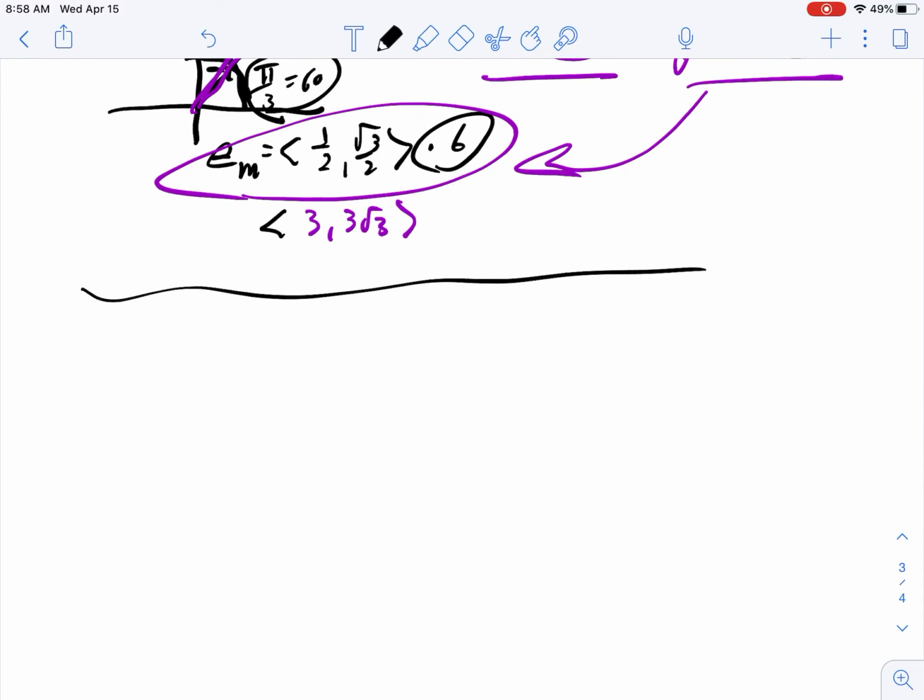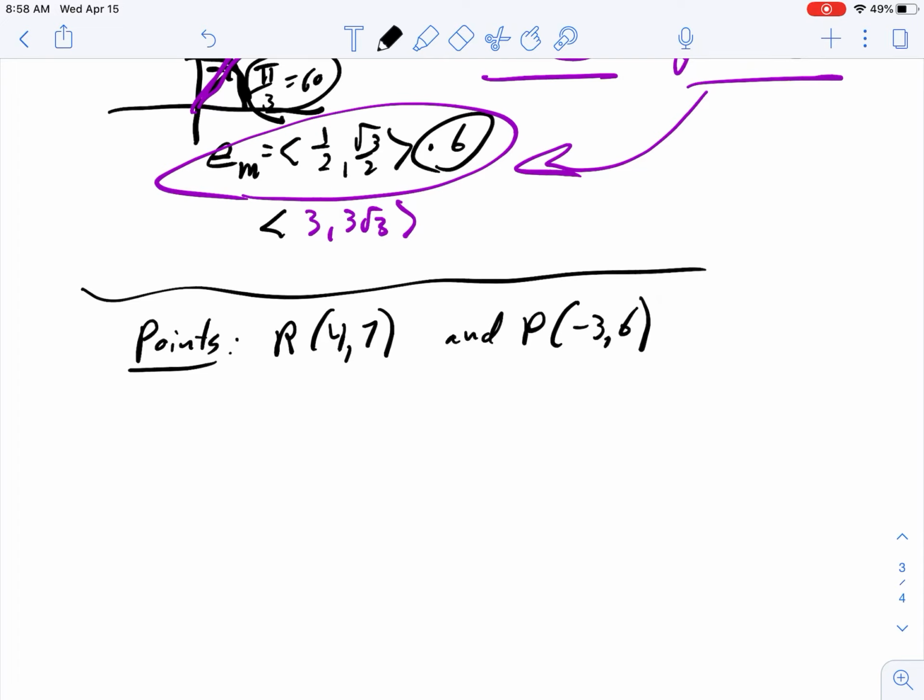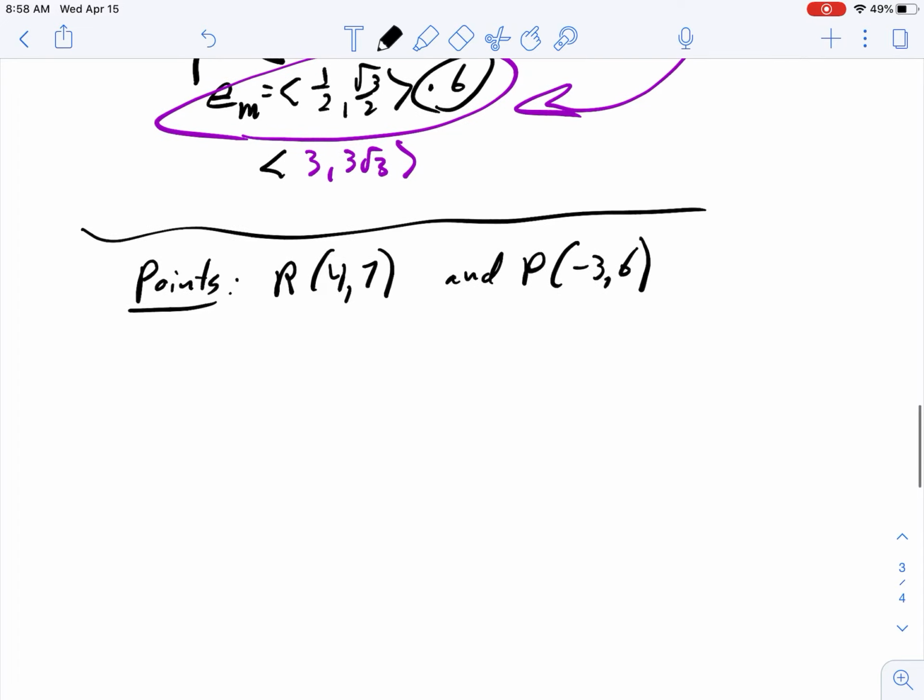All right. Let's take another way of asking questions. Let's say we have 2 points. My 2 points we'll call R of 4, 7, and my other point is P of negative 3, 6. Okay, so first off, let's find a vector in standard form. So we'll say RP. So we've got to go negative 3 minus 4, 6 minus 7. You have negative 7, negative 1.